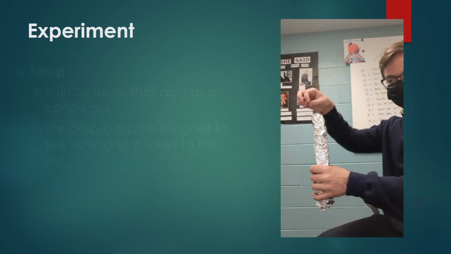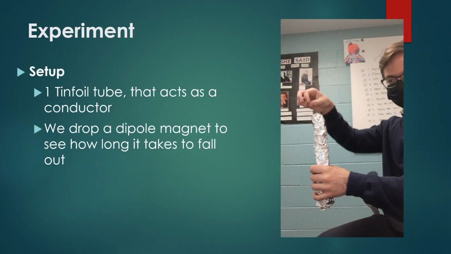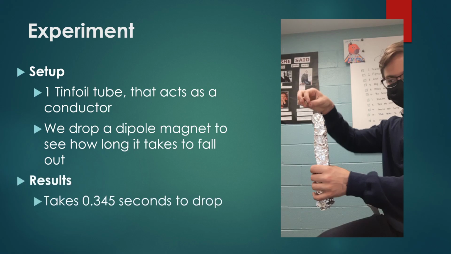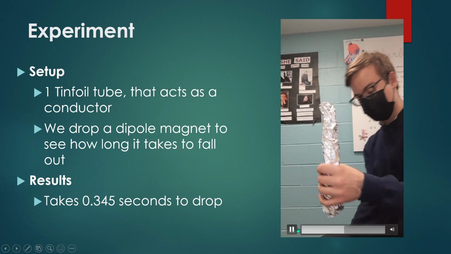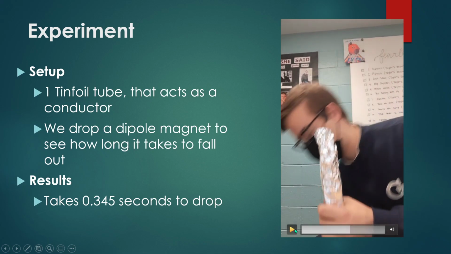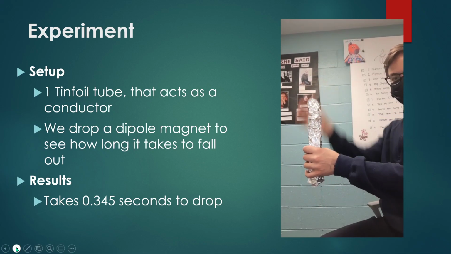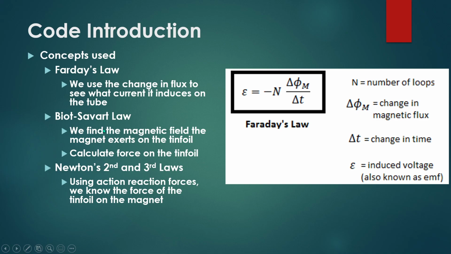Now the experiment. We set it up with one tinfoil tube that acts as a conductor, and we drop a dipole magnet to see how long it takes to fall out. The result of this lab was that it took 0.345 seconds to drop. That is absolutely insane. Here you can see the video we recorded, and as you can see, you drop it, and it came out in that short amount of time. Okay, there we go.